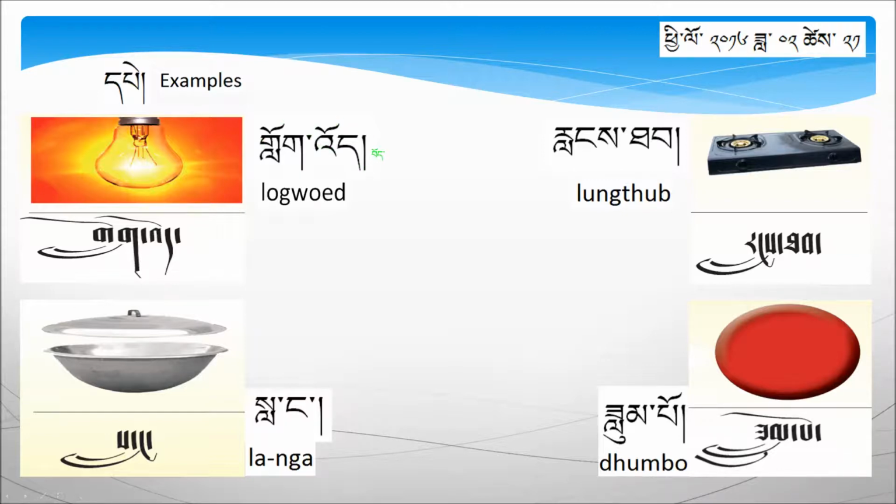It could also mean rays, like sunshine or brightness, stuff like that. Lang tup means gas stove. Lang meaning gas, tup meaning stove. And then langa means this guy right here, not the lid, but this one right here, the utensil at the bottom. So this is called langa, and this is the lid. And then dumbo meaning roundish, not really circle, but kind of like roundish.